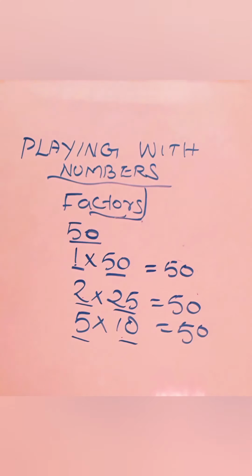From this, what did you understand? Factors are limited. Limited means finite. Finite means there are only some limited factors we will get for a number. Now we will solve Exercise 3.1. I hope it is clear. This you have already learned in class 5 also.